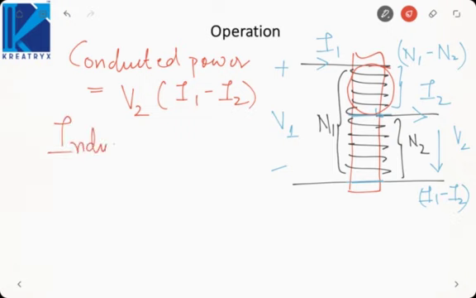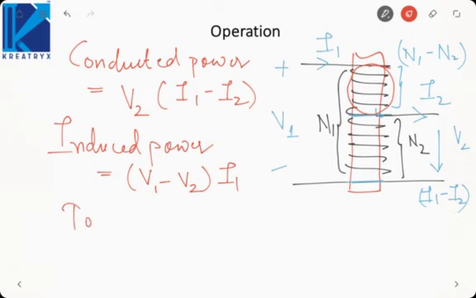Induced power would be: the voltage across this is V1 minus V2, current is I1. So conducted power is the power across the common part of the winding, and induced power is the power across the non-common part of the winding, because whatever power is in the non-common part cannot be directly transferred to the secondary. It has to be transferred by means of induction.